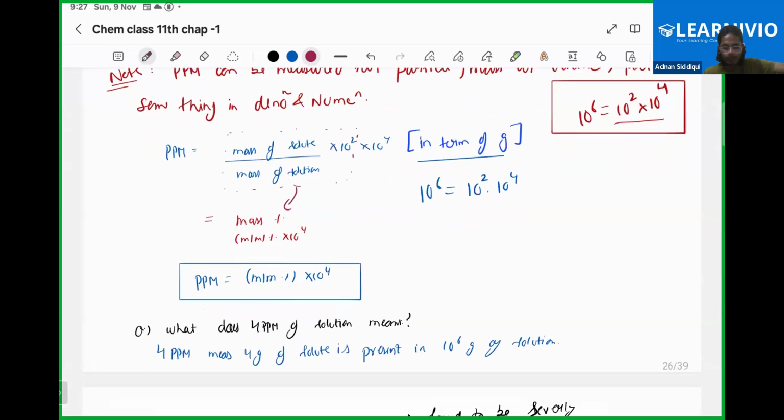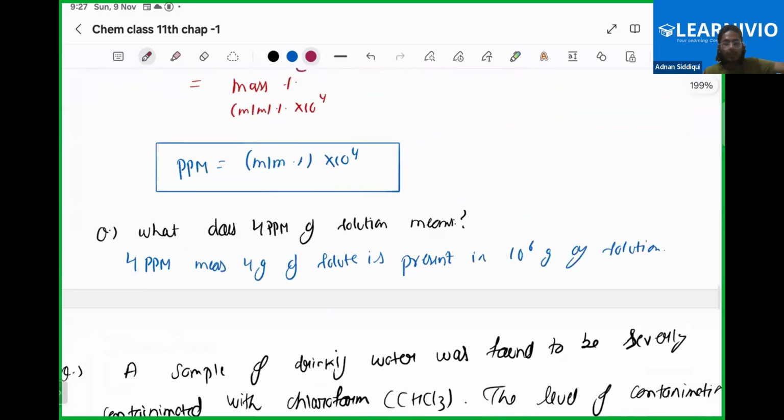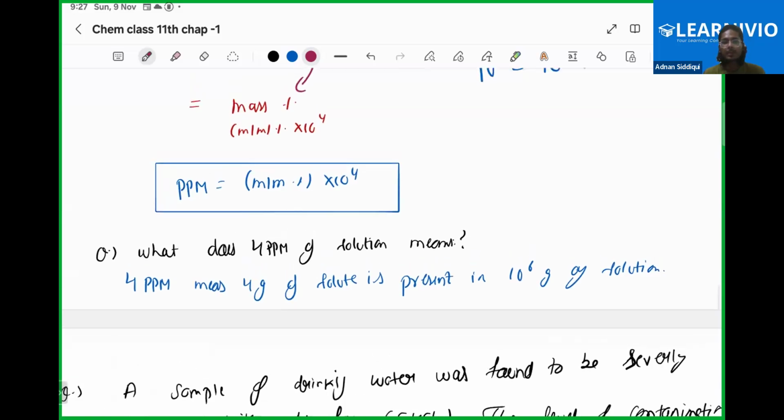Now, suppose I say you have a 4 ppm solution, what does it mean? Suppose I say that Kamran has a 4 ppm solution. What data can you interpret from this small line? If you are saying 4 ppm solution, that means in your solution you have 4 gram of solute in 10 to the power 6 gram of solution. If you compare your solute with solution, is it not very small? A million is very small. So you are going to see ppm when your solute amount is very small.